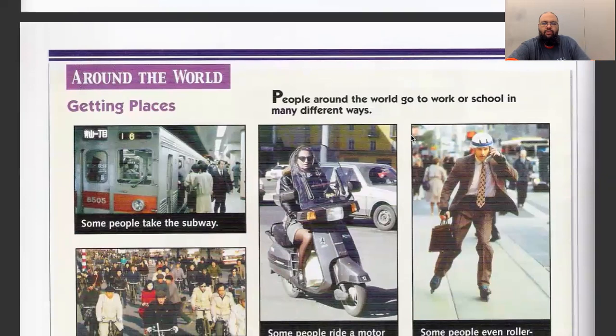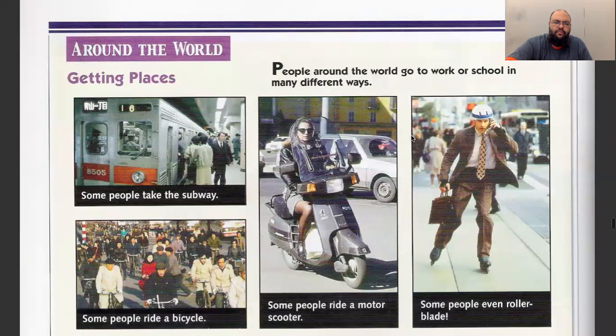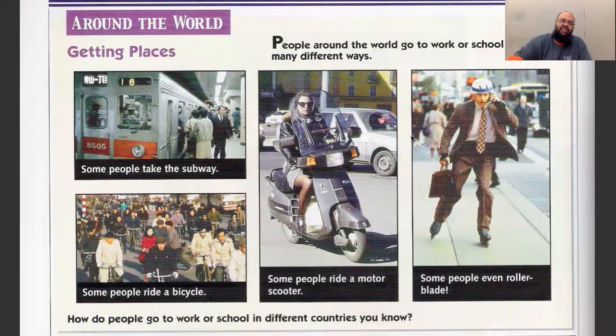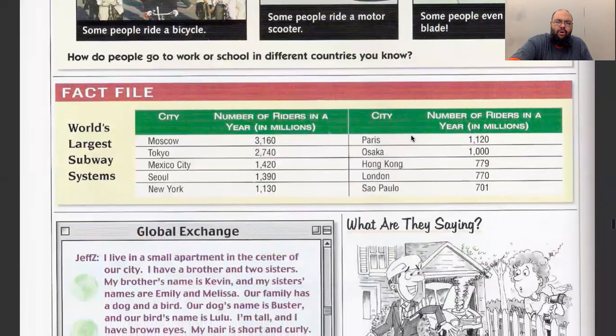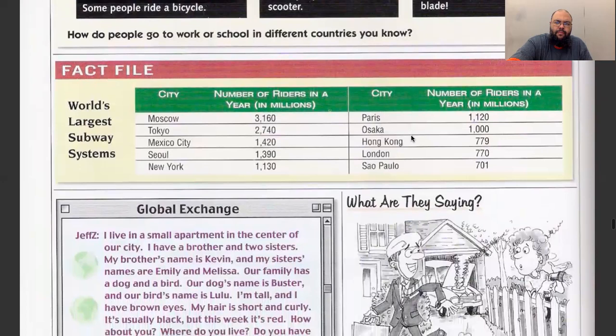People around the world go to work or school in many different ways. Let's look at getting places. Some people take the subway. Some people ride a bicycle. Some people ride a motor scooter. Some people even rollerblade. How do people go to work or school in different countries?